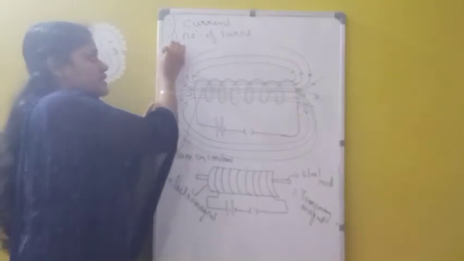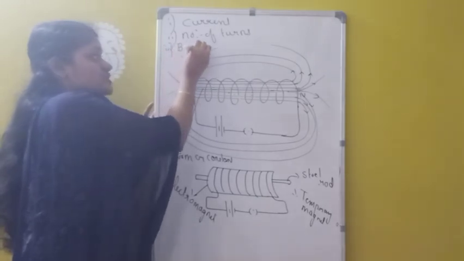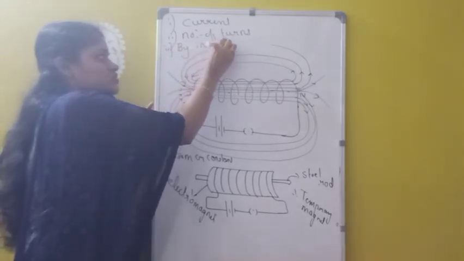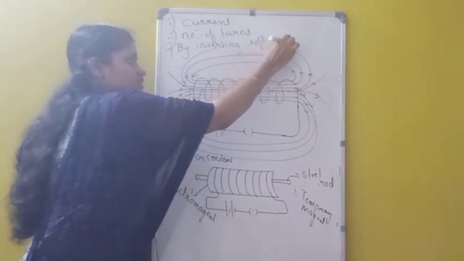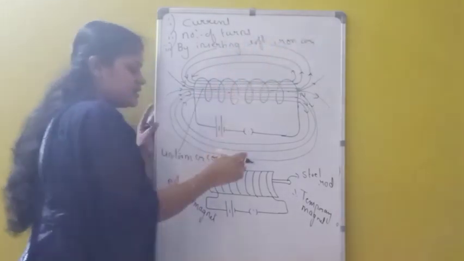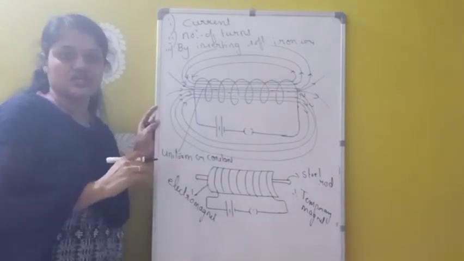Then the third one, by inserting a soft iron core. By inserting a soft iron core inside the solenoid, we can again increase the strength of the magnetic field.